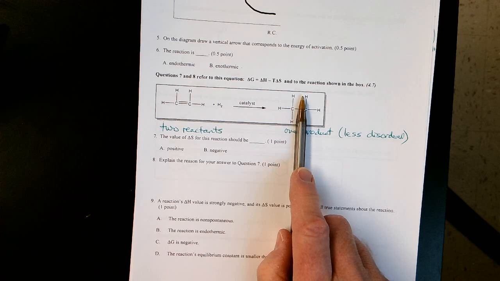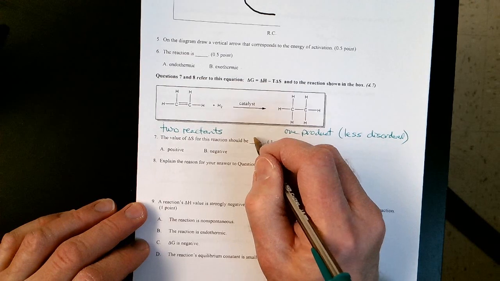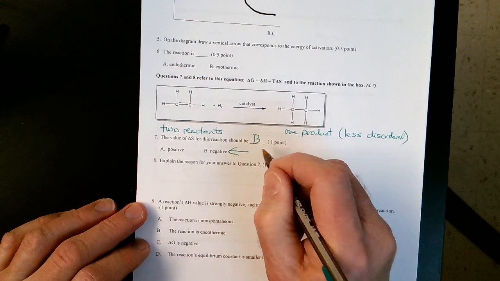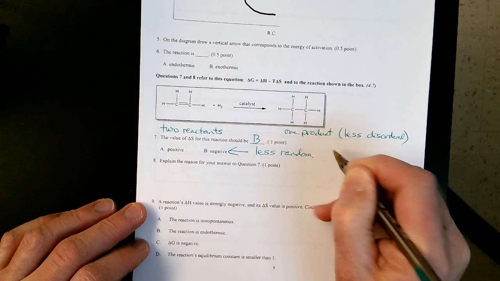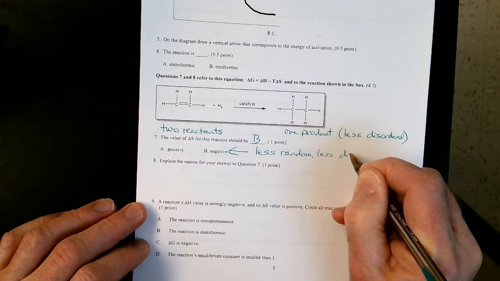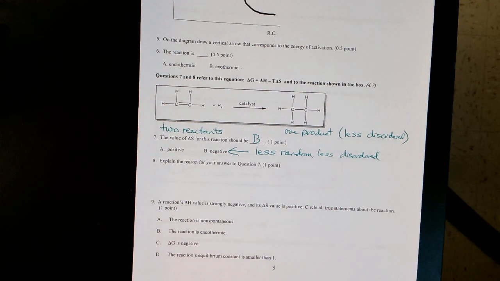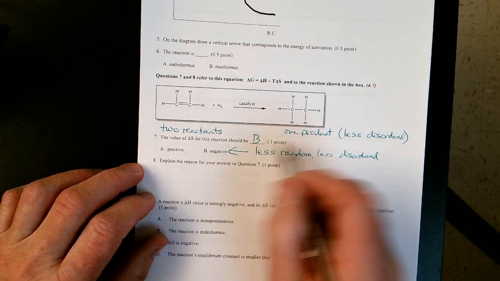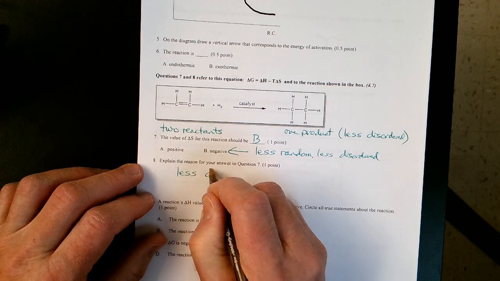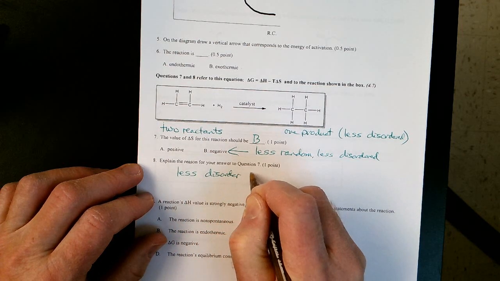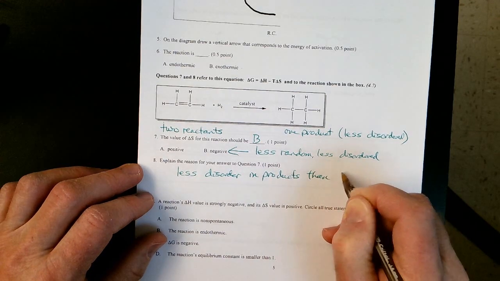That means that since it's less disordered, the value of delta S should be negative. Negative means less random, less disordered, and so forth. And the reason, well, I already kind of wrote the reason here. There's less disorder in the products than in the reactants.